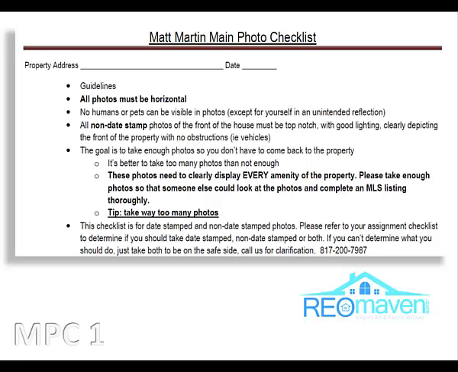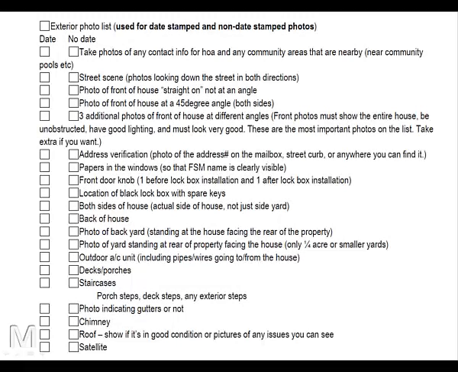Here at the top of page 1, you'll see where we have a blank for the property address. You'll want to write that in. Then read the instructions, the guidelines, very clearly. Next, as you continue down the checklist, you'll see the exterior photo list. We use the same exact list for date stamped and non-date stamped photos. We have 2 columns of boxes for you to check, so that you can check off boxes when you're doing date stamped and when you're doing no date stamp.